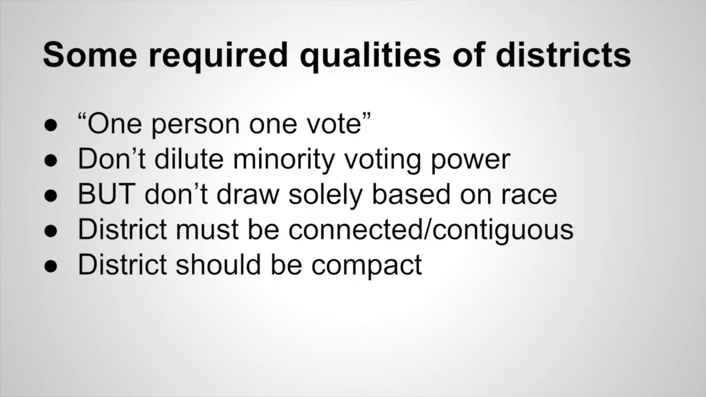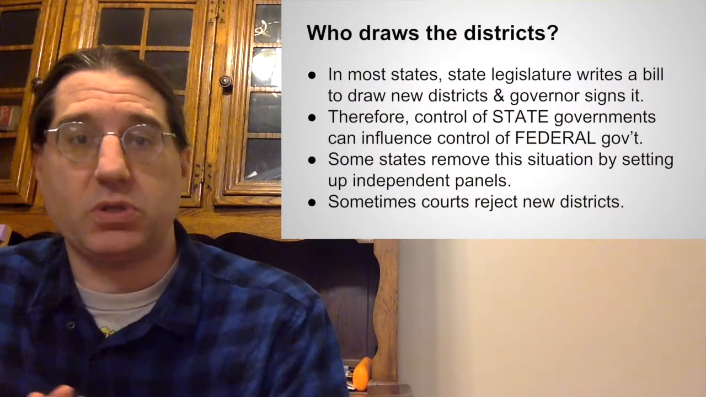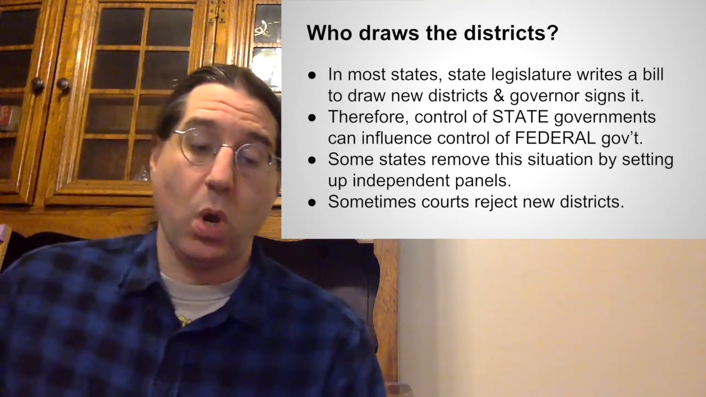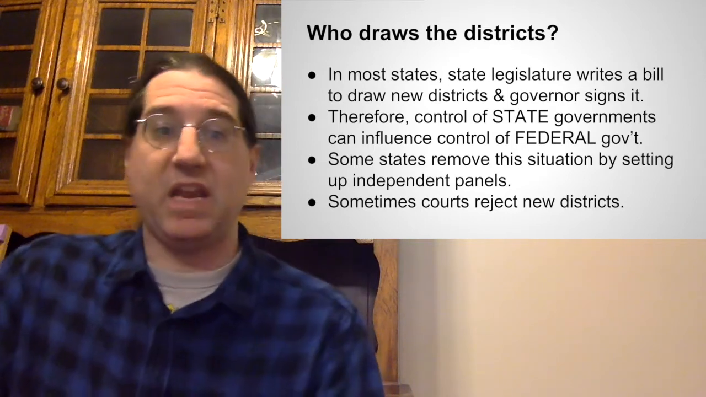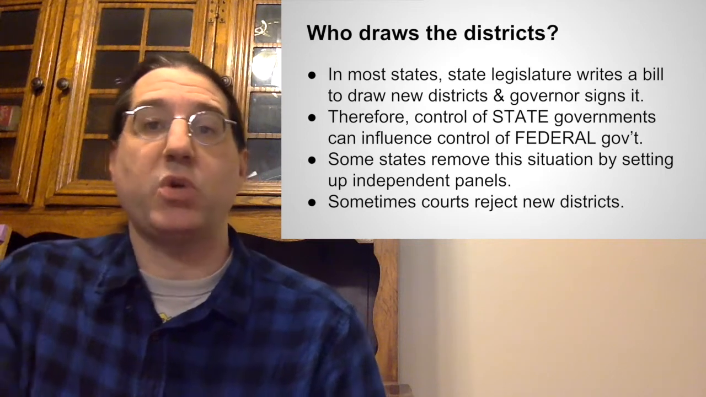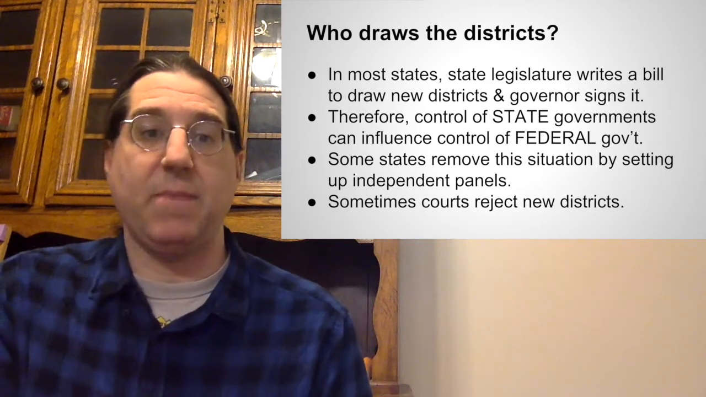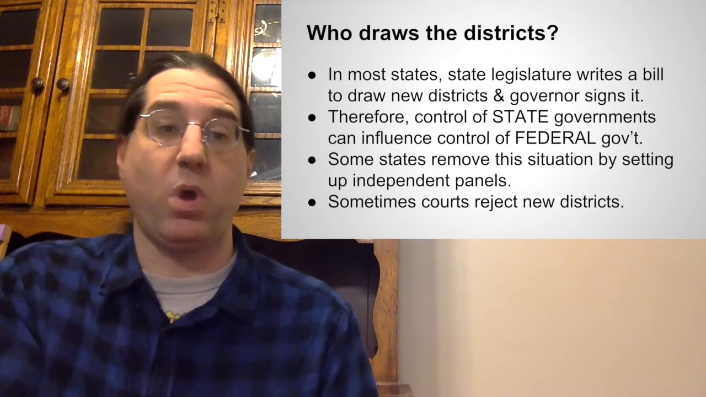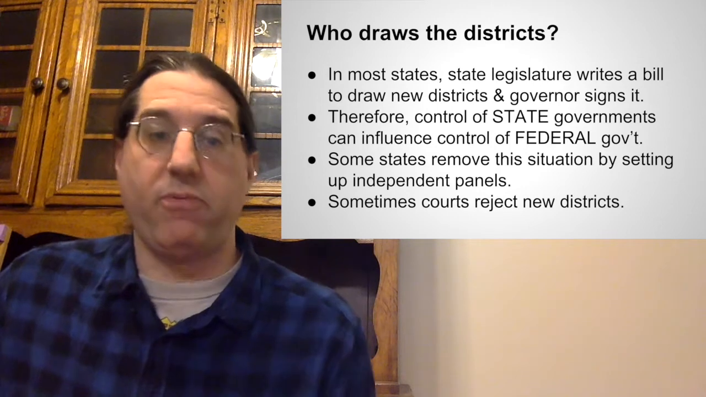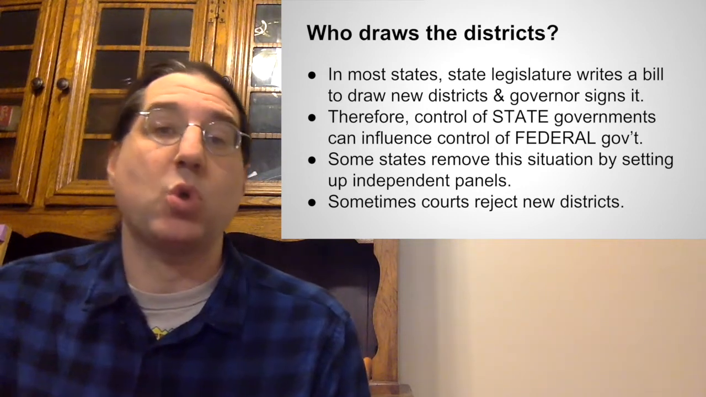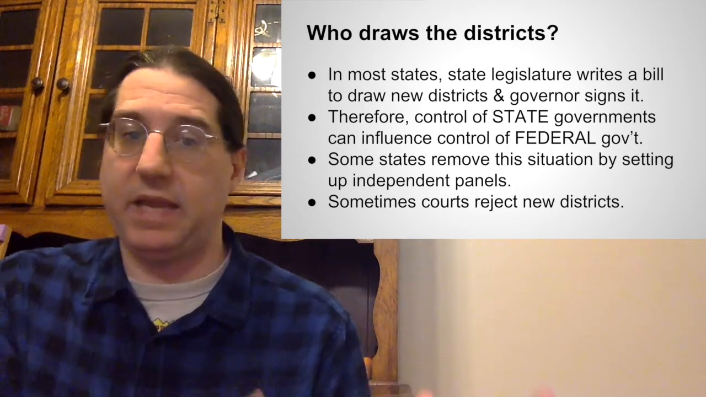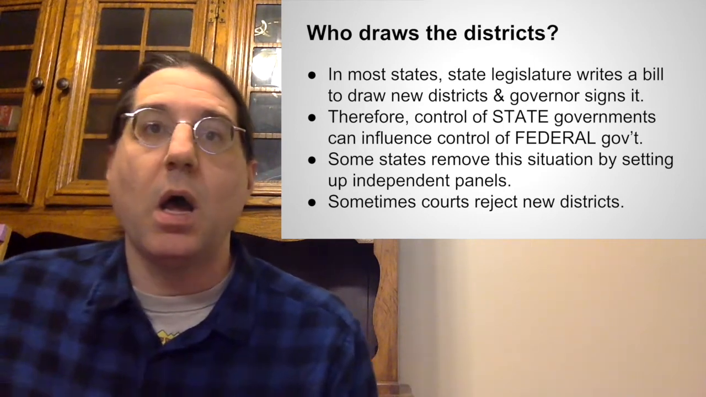Now, in most states, the state legislature controls the districts, and then the governor has to approve it. So if you have control of the state government, that can influence control of the federal government. Now, some states have tried to remove this situation by setting up independent panels that are not supposed to give one party or the other an advantage. We'll see if that continues to sweep through the country. And then sometimes courts will reject the maps and say, you got to go back to the drawing board because you violated one of these rules that we told you about.